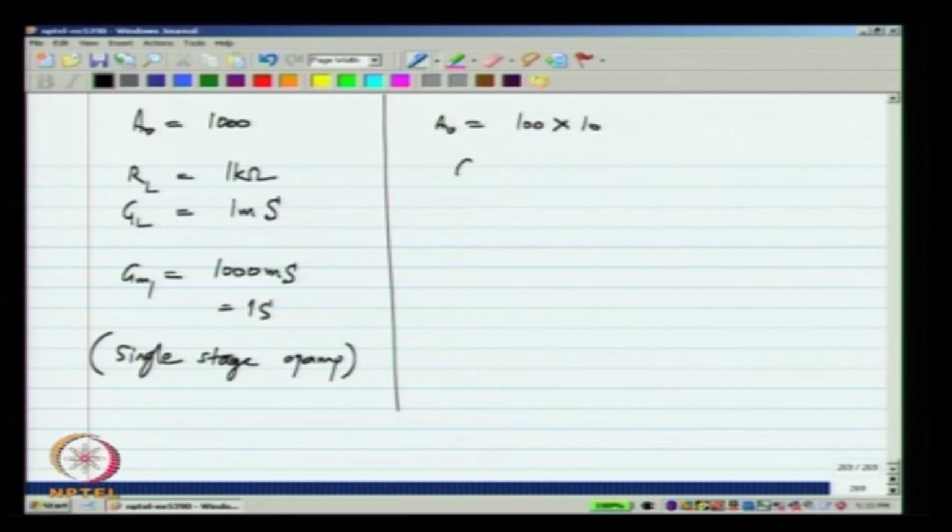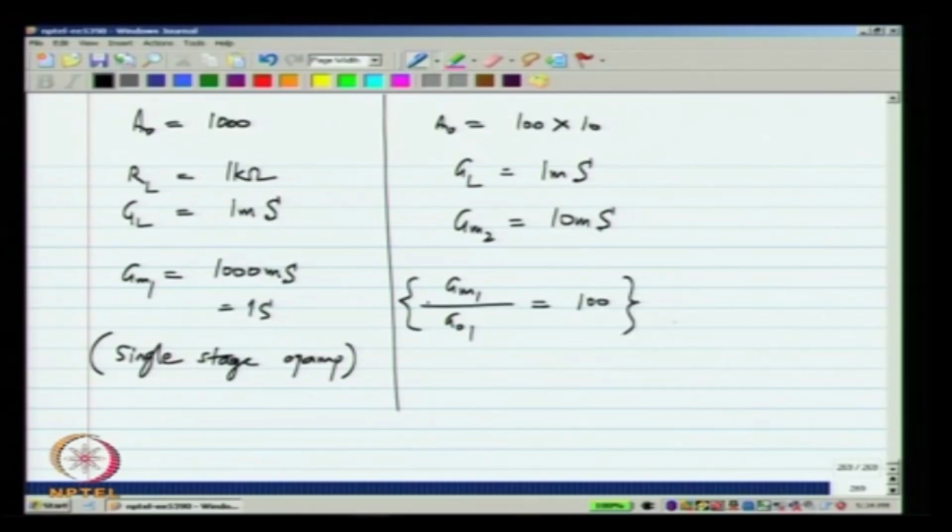So, again we have the same RL and GL, which is 1 millisiemens. Since the second stage has to offer a gain of only 10, my GM2 can be 10 millisiemens, and my GM1 can be any value that I want, because I have to adjust the value of GM1 by GO1, which is independent of the load, to be equal to 100. I do not know what GM1 is going to be, but from stability considerations I know that GM1 has to be significantly less than GM2. So, let us say GM1 is 2 millisiemens. Clearly in this case we have to realize a total transconductance of 12 millisiemens, and here the total is 1000 millisiemens.